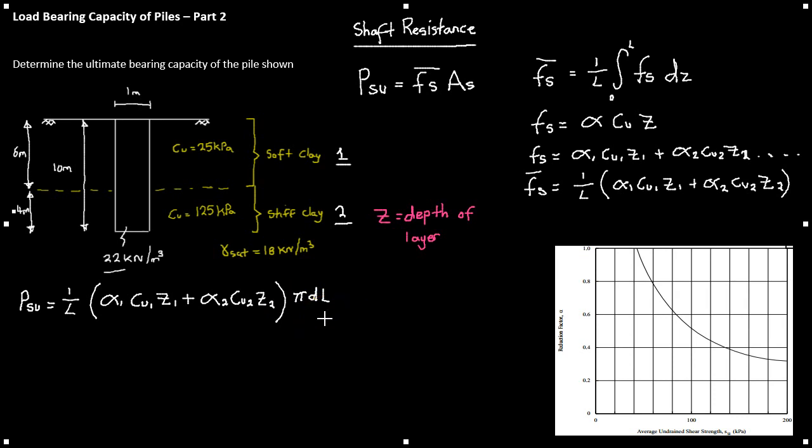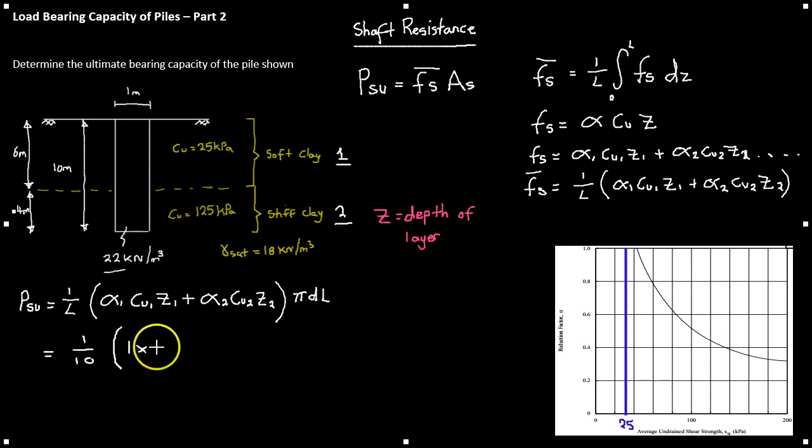Now it's simply a case of putting numbers into the equation. So 1 over 10, close bracket, alpha 1. Now our alpha 1 refers to the top layer of soil in this problem. So if we look at this chart here, we know that our Cu is 25 kilopascals for the first layer, so read off this chart as a value of 1. It doesn't intersect with the curve, so it defaults to a value of 1 for the reduction factor.